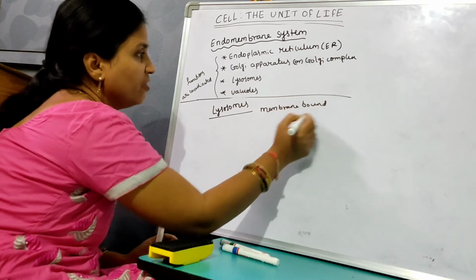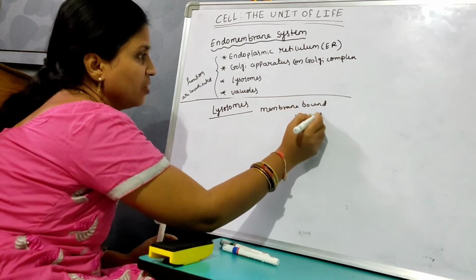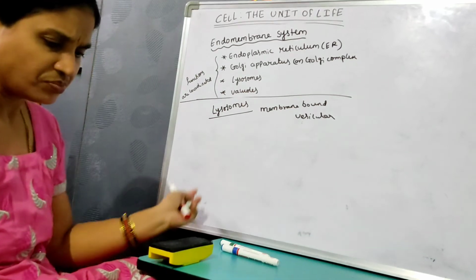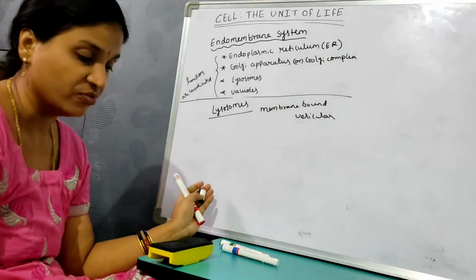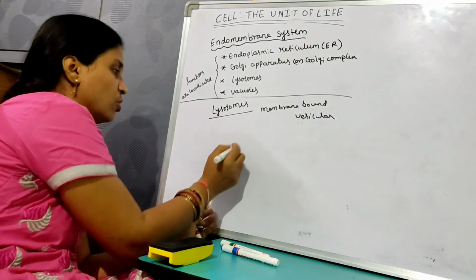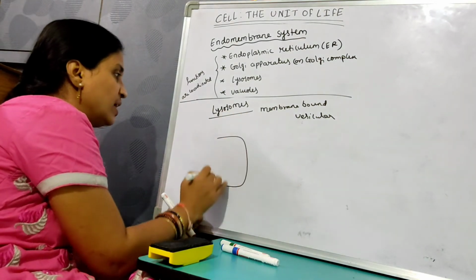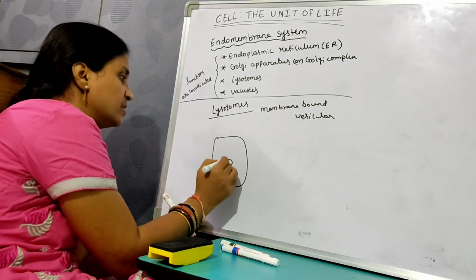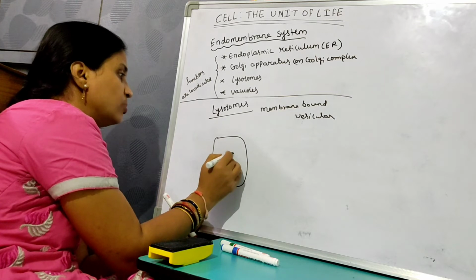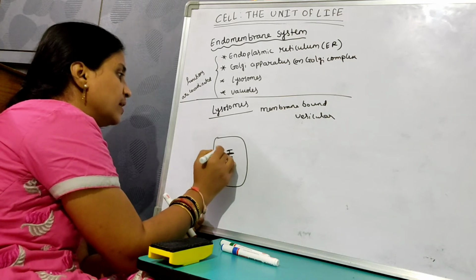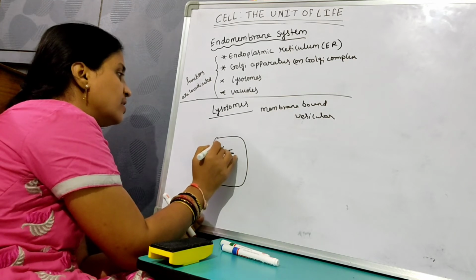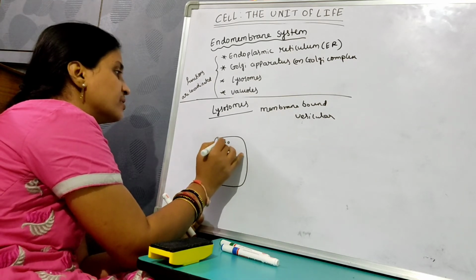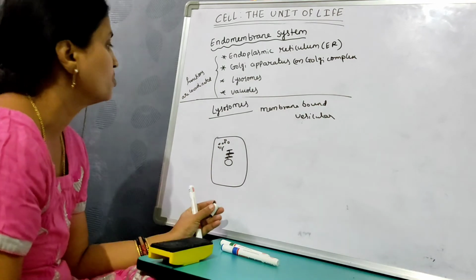Membrane bound vesicular structures, formed by the process of packaging in the Golgi complex. Okay, the cell, the nucleus. This is the endoplasmic reticulum. Like this. Here the Golgi complex will be there, and here the lysosomes will be present.